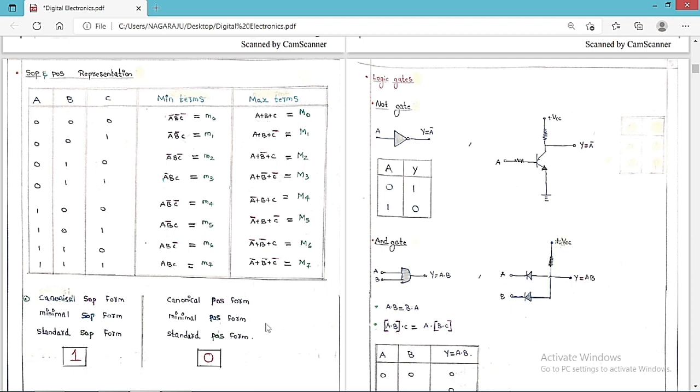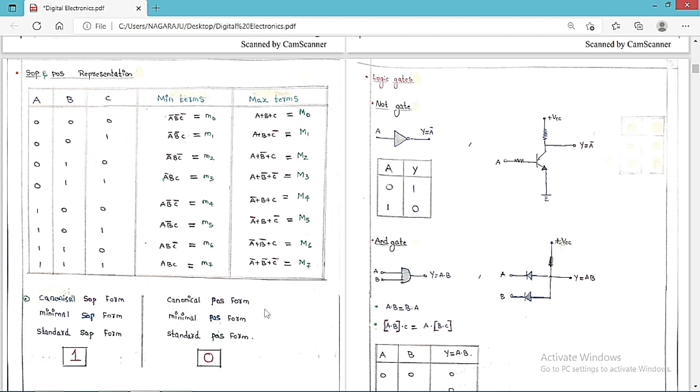Then here, always for 0. Wherever the output is 0, suppose for a given 7 combinations you get the output as 0, only those max terms you have to consider, and you have to do the product of all those max terms. That is called the product of sums, the POS. If you do the product of all those max terms for the corresponding 0s, it is called the canonical POS form.